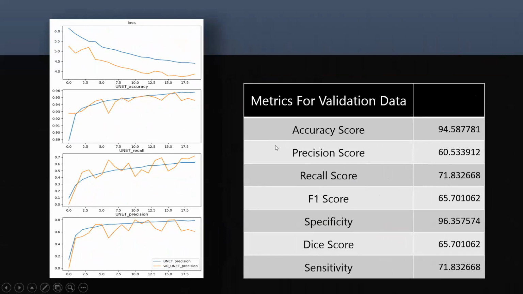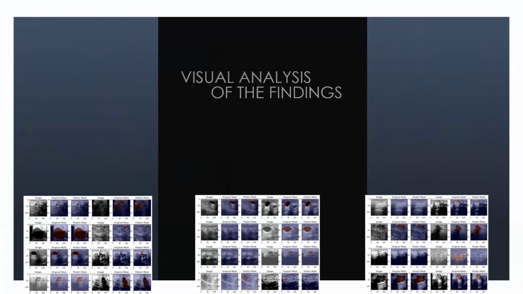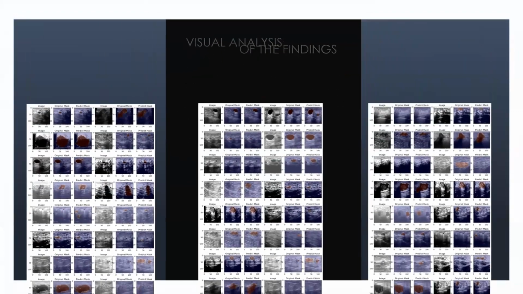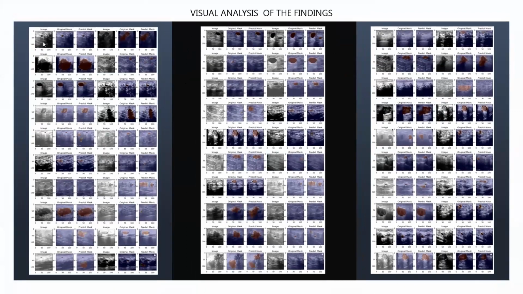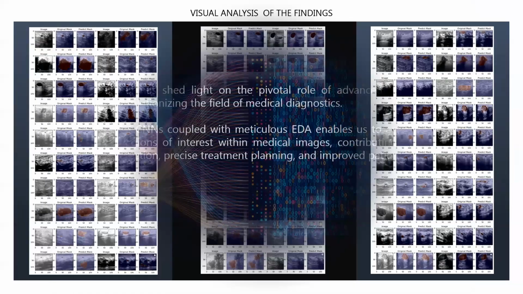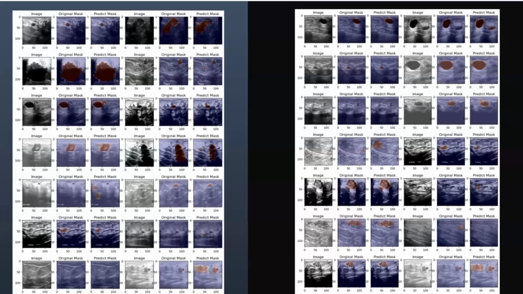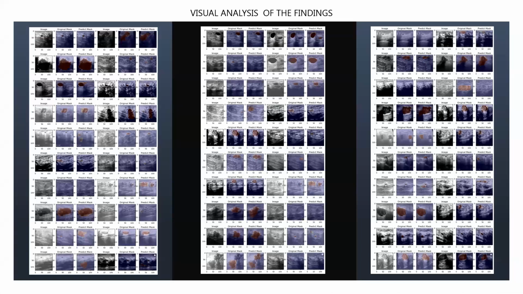The accuracy score, precision scores, recall, F1, and all the other validation metrics. At last, we have the visual representation of the detection model, which is demonstrated through some examples from the results. Let me show this to you. As you can see for this image, this was the raw image, and for that we have an original mask and the predicted mask. And this was calculated for all the data set.